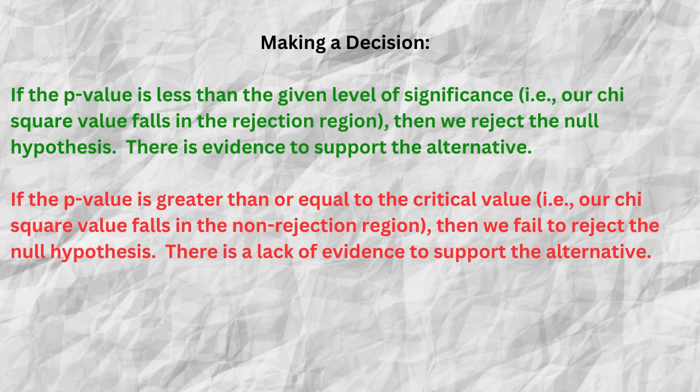Finally, we have to make our decision. This should sound very familiar to what we've done in the past with proportions or means. If the p-value is less than our level of significance, which is typically 1 or 5%, we will reject the null. This means that we do have statistically significant evidence that the alternative hypothesis is correct. Or if our p-value is greater than our significance level, again, typically 1 or 5%, we will fail to reject the null. This means that we do not have significant evidence that the alternative hypothesis is true.